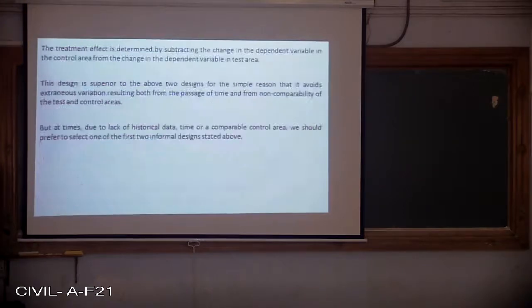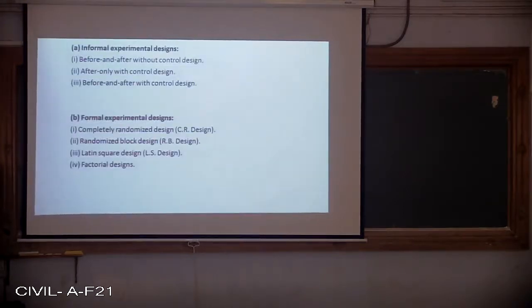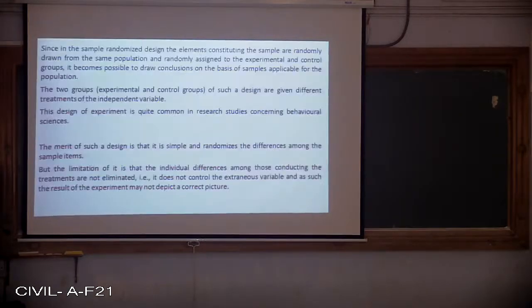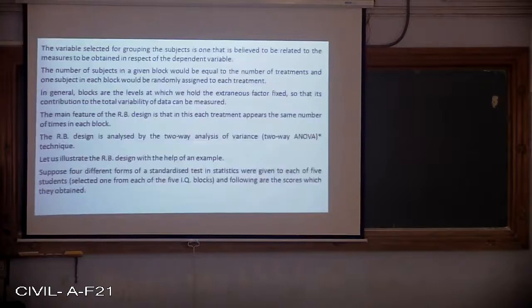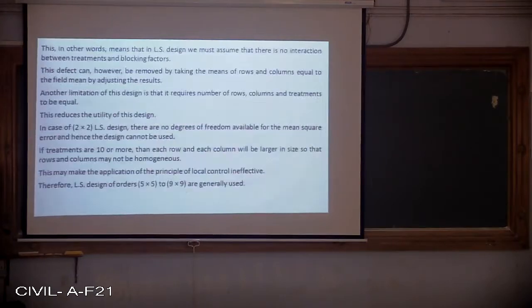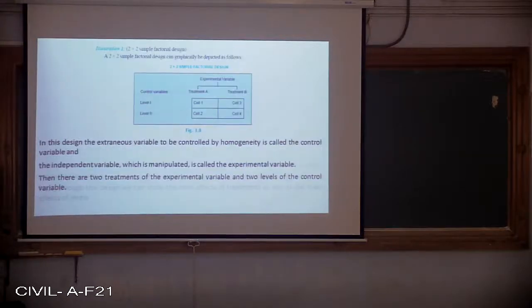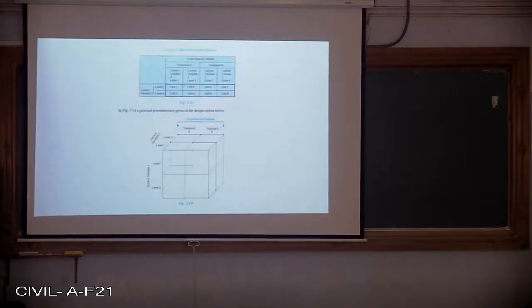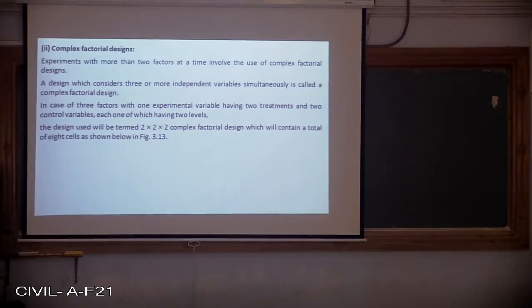Okay, CR method, RB design, LS design and factorial designs are some formal experimental designs, where we need to concentrate more on complex factorial design. Experiments with more than 2 factors at a time involve the use of complex factorial design.